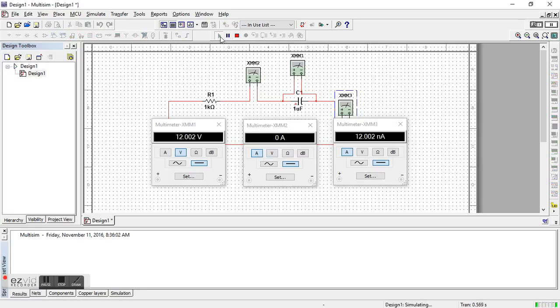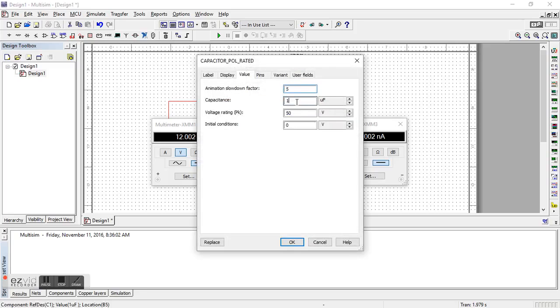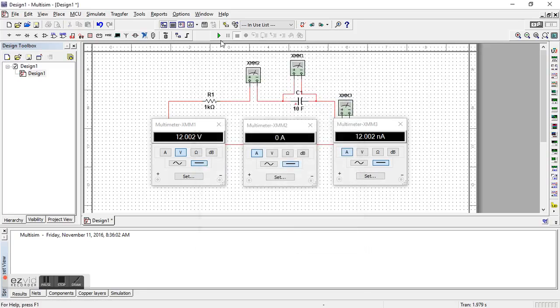If the capacitance of the capacitor is too small, it will just act as nothing there. So you need to make the capacitance bigger so that it will store electricity. So there's a flow of electricity in and out of the capacitor.